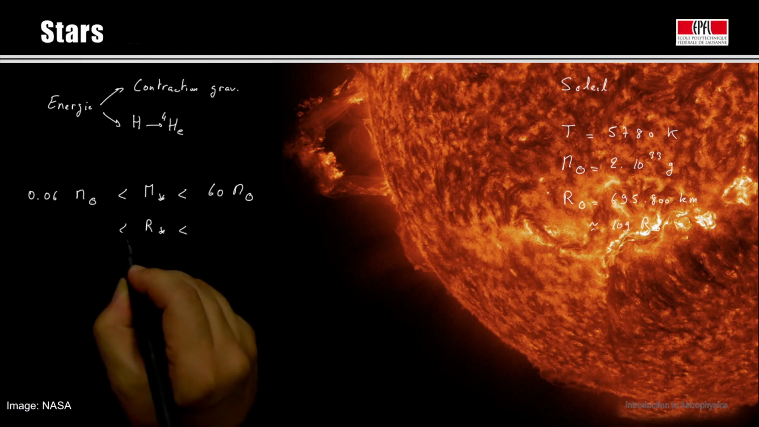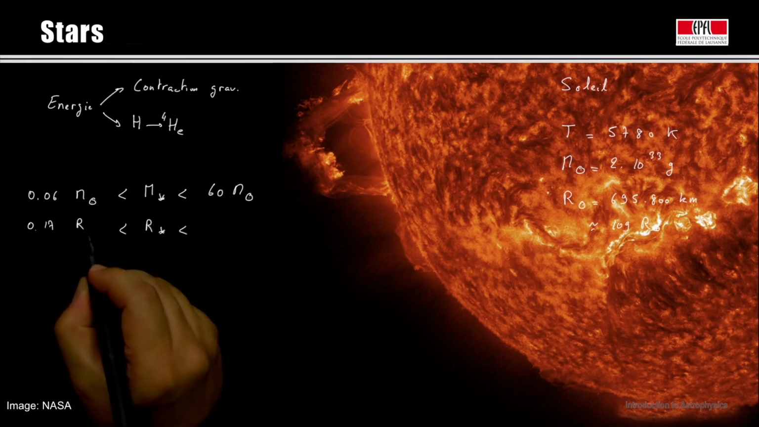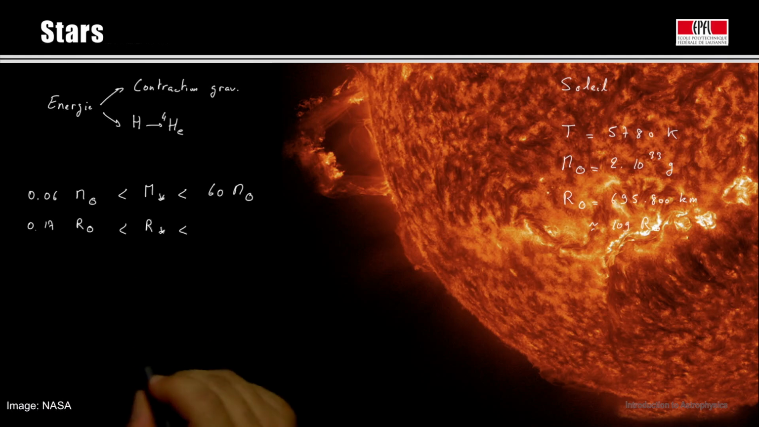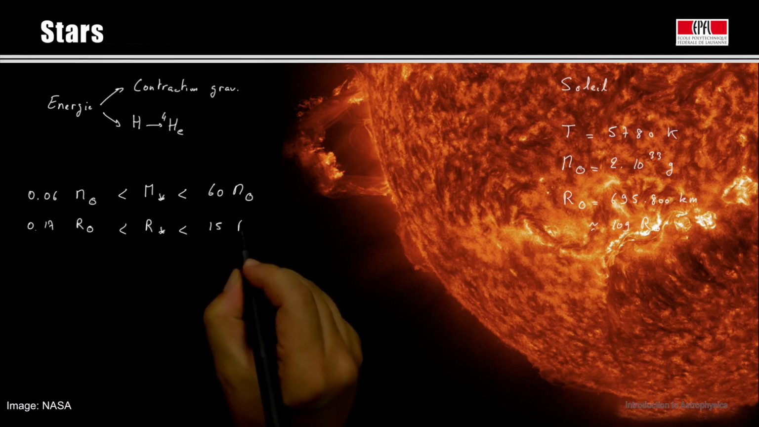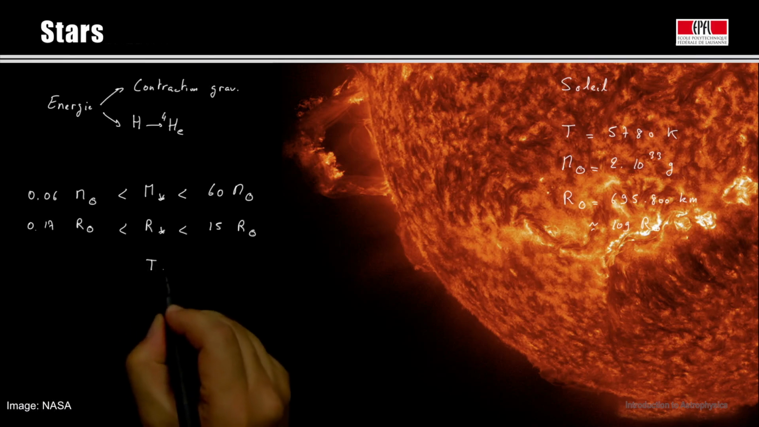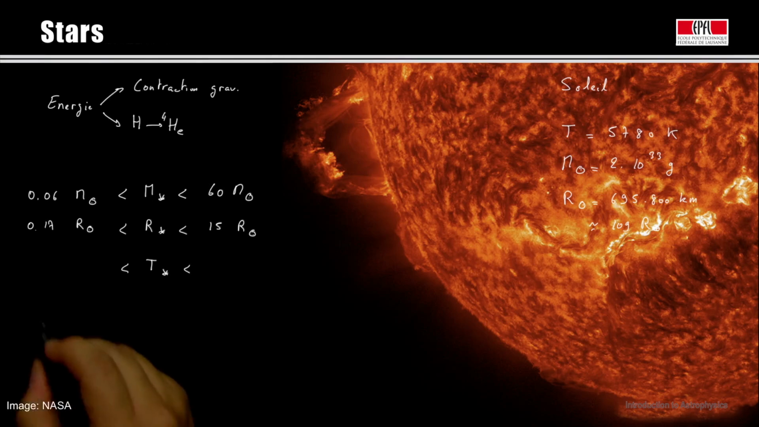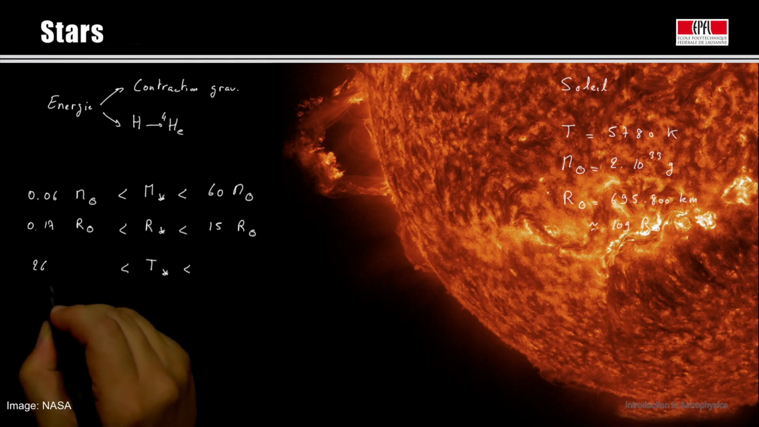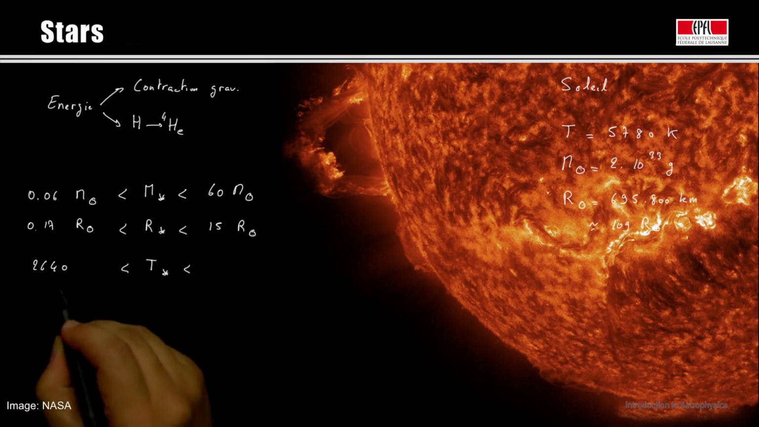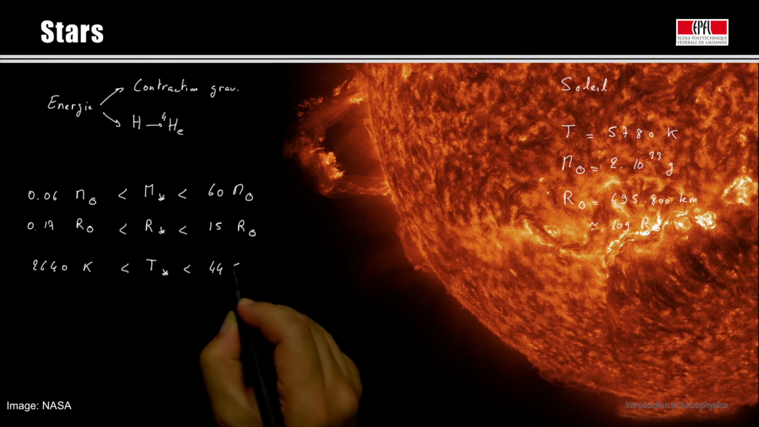Stars' radii, that we will compare to the Sun's radius, will range typically from 0.17, 0.2 solar radii up to approximately 15 times solar radii. This is the whole range of radii we can observe on stars. As for temperatures, the Sun has a surface temperature of 5,780 Kelvin. The coldest stars can have temperatures of the order of 2,640 Kelvin, and the hottest ones around 44,500 Kelvin.